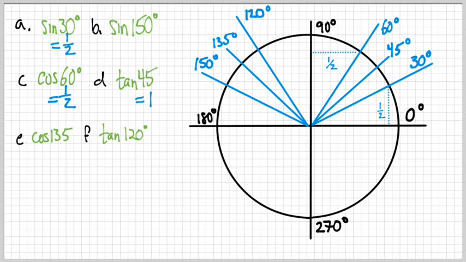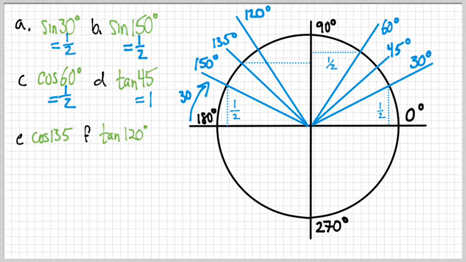So, for example, sine of 150. Okay, 150 is 30 degrees up from 180, and sine is this vertical distance. So it's literally just exactly the same. So sine of 150 is also 1/2. Okay, nice and easy. But the next ones are a little bit trickier, and that's good, so let's get to those.